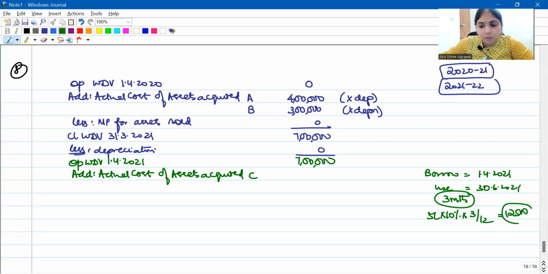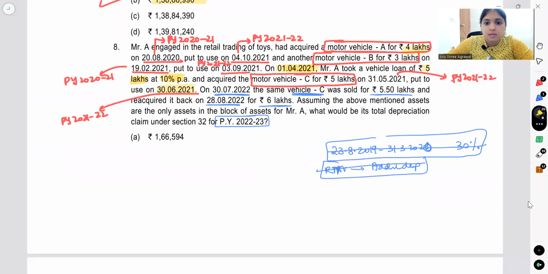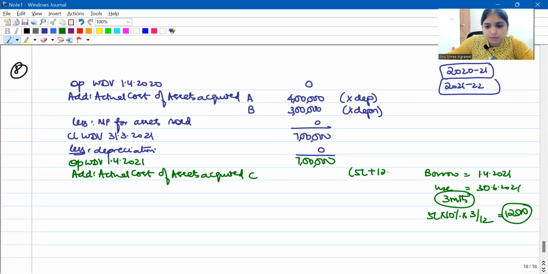12,500. This 12,500 I will add to the actual cost. The cost of the vehicle is 5 lakhs. So 5 lakhs plus 12,500. So 5 lakh 12,500. This will be the cost that will enter the block.